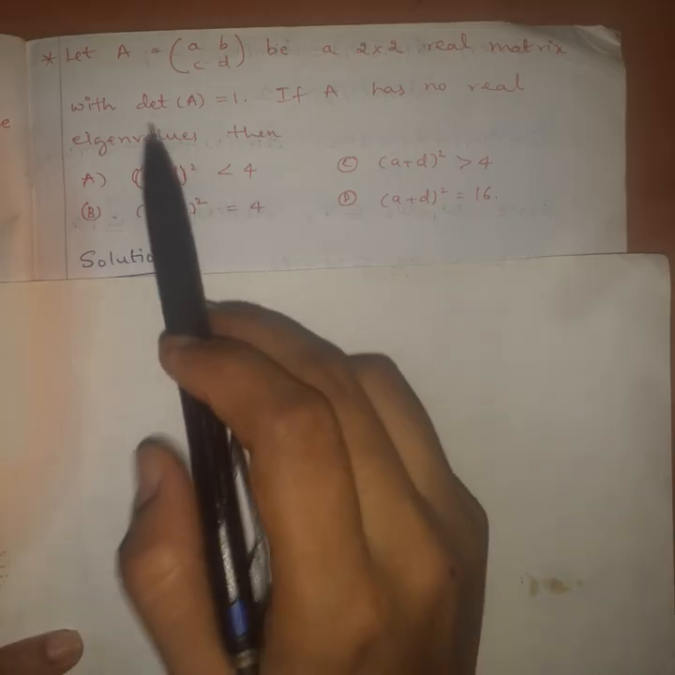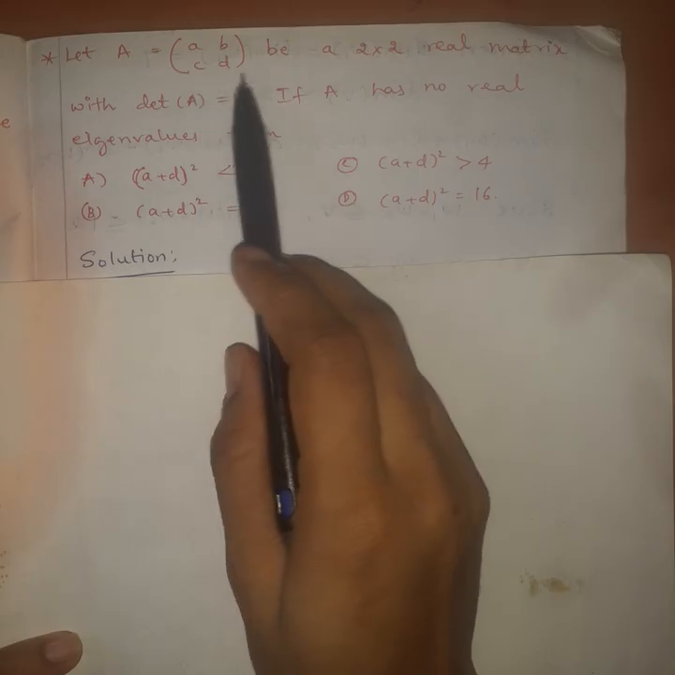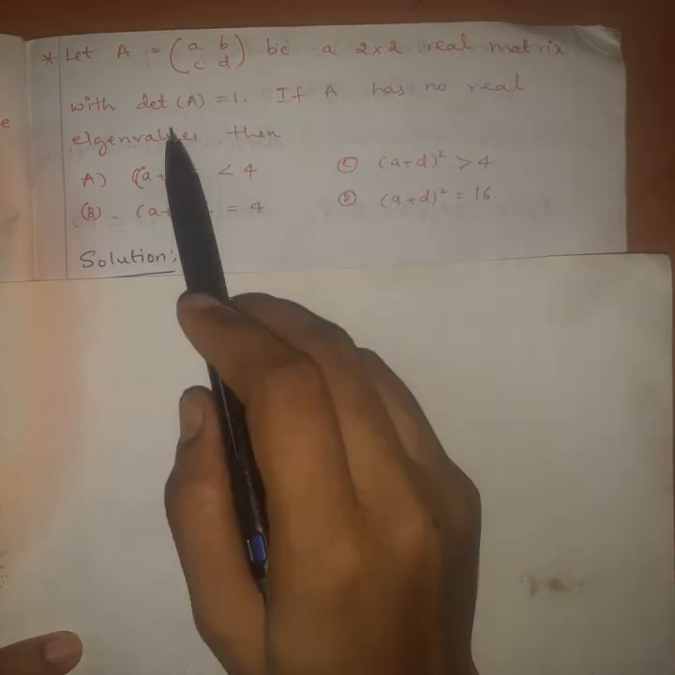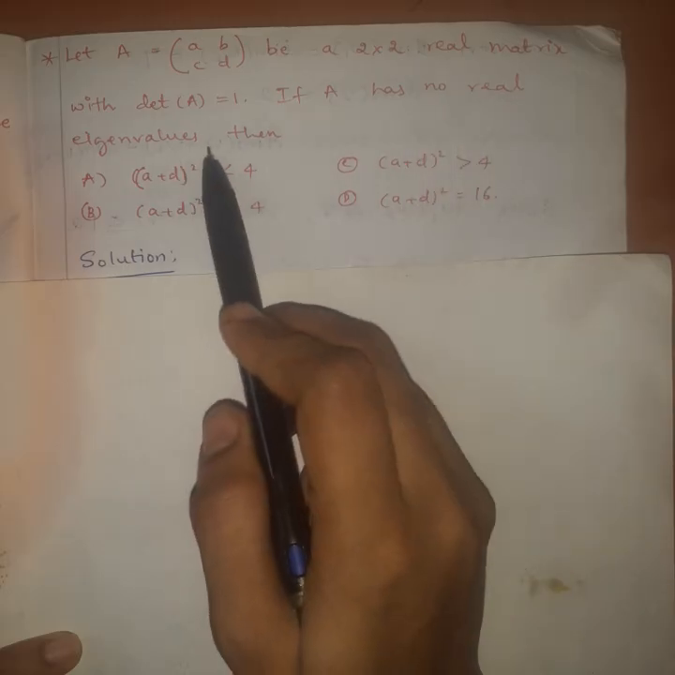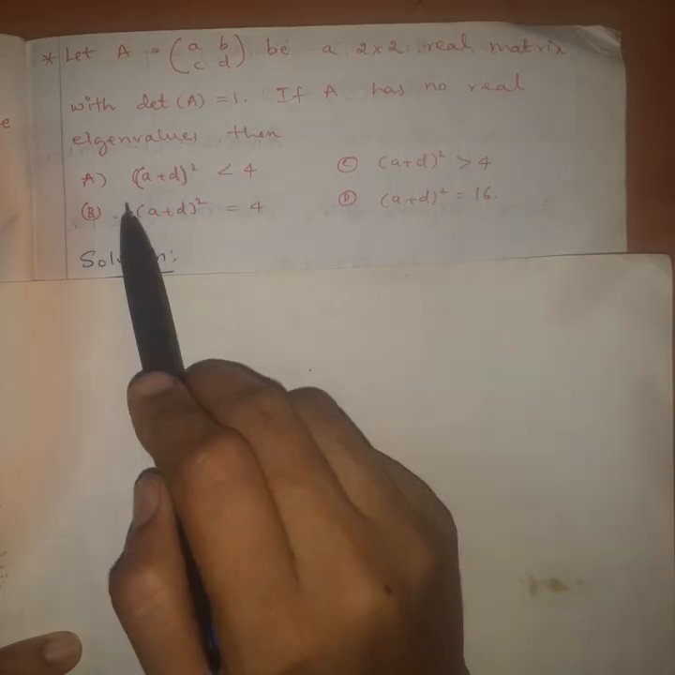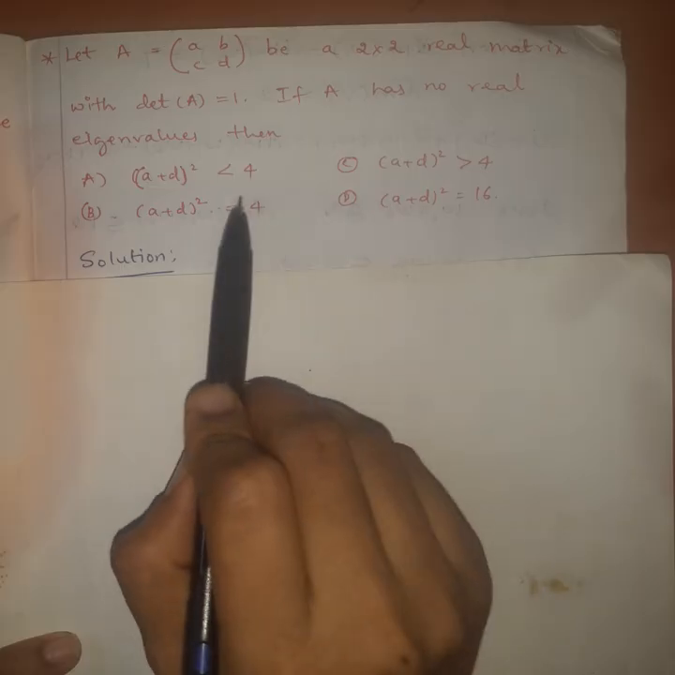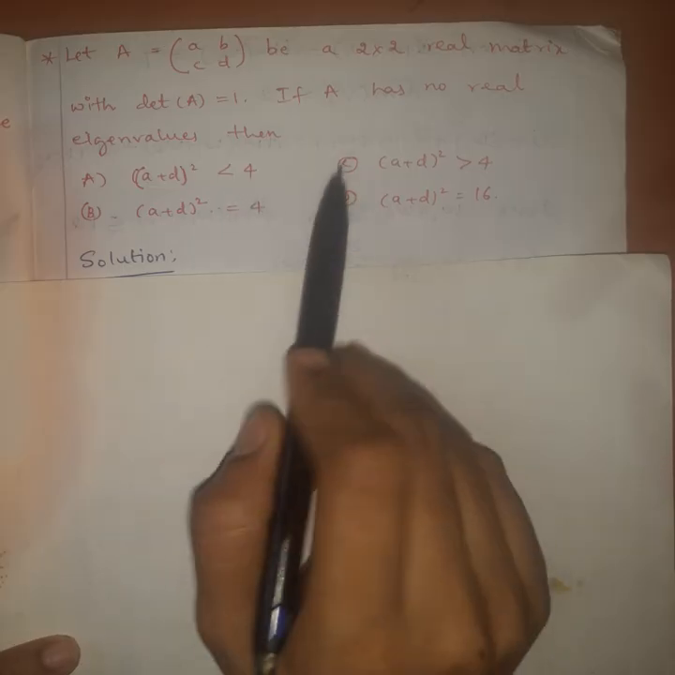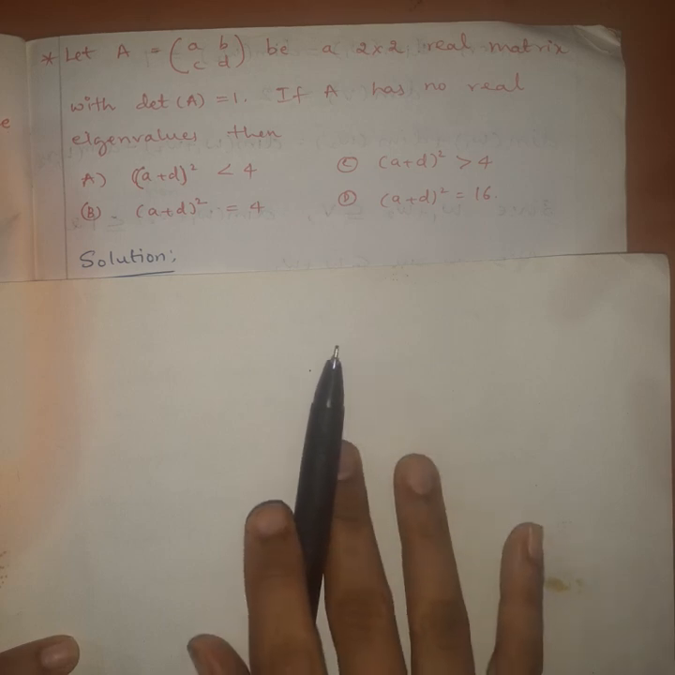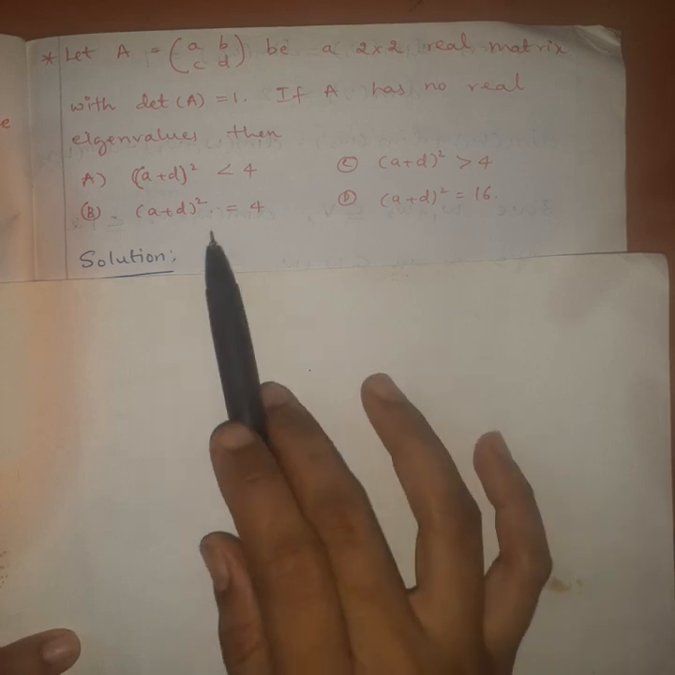Next question. Let A equal to [a b; c d] be a 2 by 2 real matrix with determinant of A equal to 1. If A has no real eigenvalues, then see the options. I will not read the options. If you want, please pause the video and see the options. So what we have to do is check what (a plus d) whole square is.